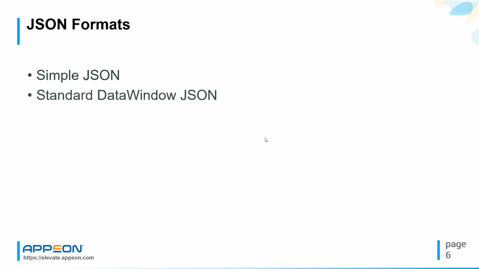So there's actually several different JSON formats in PowerBuilder 2019. There's simple JSON. Now that's the JSON that most applications work with. It's just data in the JSON format. It doesn't include metadata. That's where Appeon provides the standard DataWindow JSON. That is a version of JSON that not only includes the data, but includes metadata about the data.